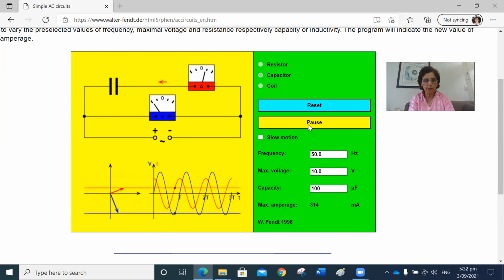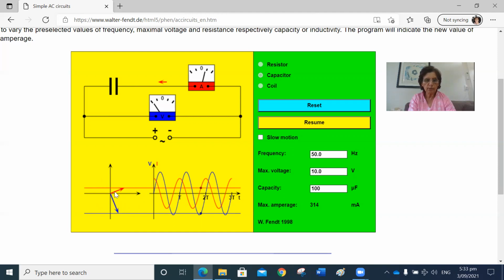If I just pause it somewhere over here, okay, not exactly, but when this one was over here, this blue phasor was over here, and we can see there's a 90 degrees difference, and they're moving in an anti-clockwise direction. So the voltage across the capacitor is 90 degrees behind the current.